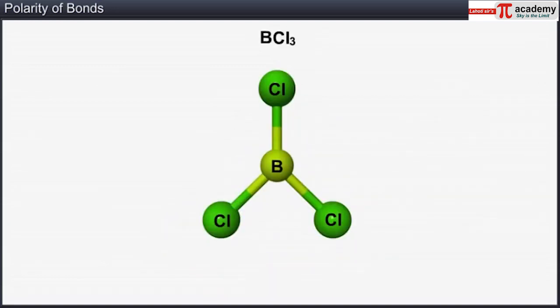Now let us take the example of a boron trichloride molecule. In this molecule, 3 boron-chlorine bonds are present at an angle of 120 degrees to one another. The resultant dipole moment of any two boron-chlorine bonds is equal and opposite to the third boron-chlorine bond dipole, as shown here.